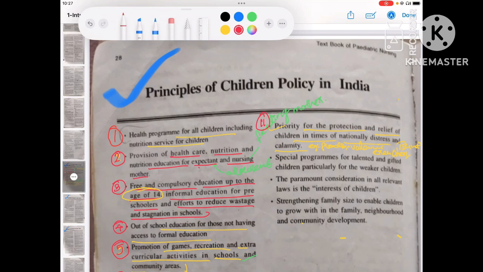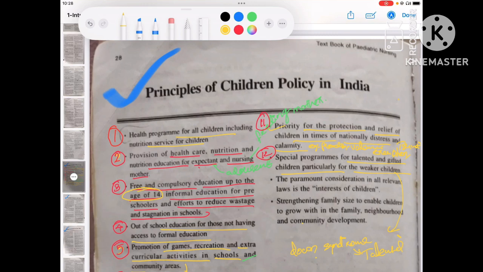Then the 12th principle is a special program for talented and gifted children, particularly for the weaker children. Weaker children, we can say, are the Down syndrome children. They are very talented, so for them they will give more special programs. They are talented people who have Down syndrome, so they will provide more special programs.